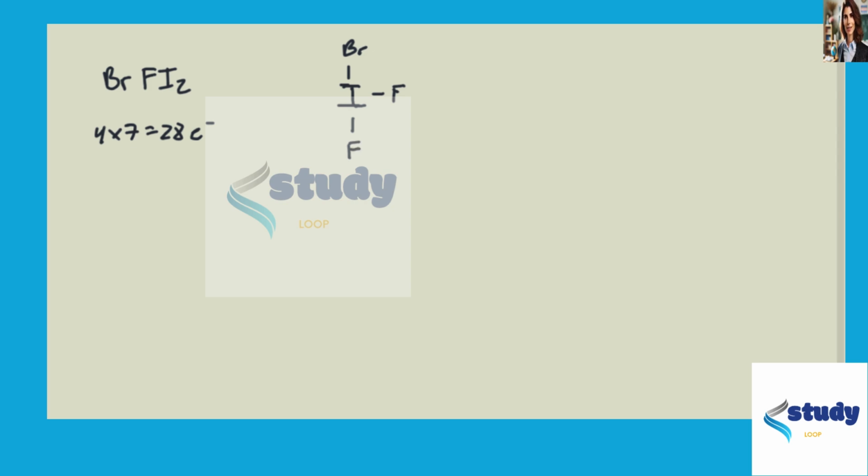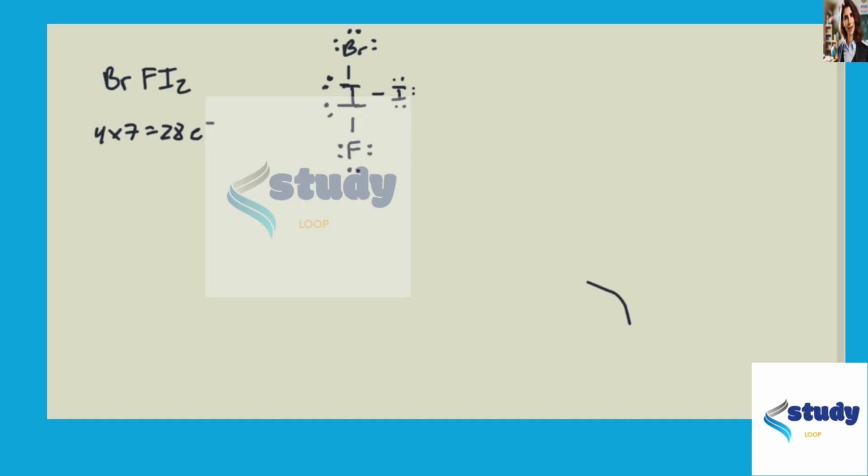Then we want to fill in our valence electrons and count up how many we've used. So far, just as lone pairs, we've used 6, 12, 18. And then in the bonds, we've used 6, so that's 24 total, which means we have 4 more electrons to add in. So whenever you have electrons left over, you add them on the central atom.